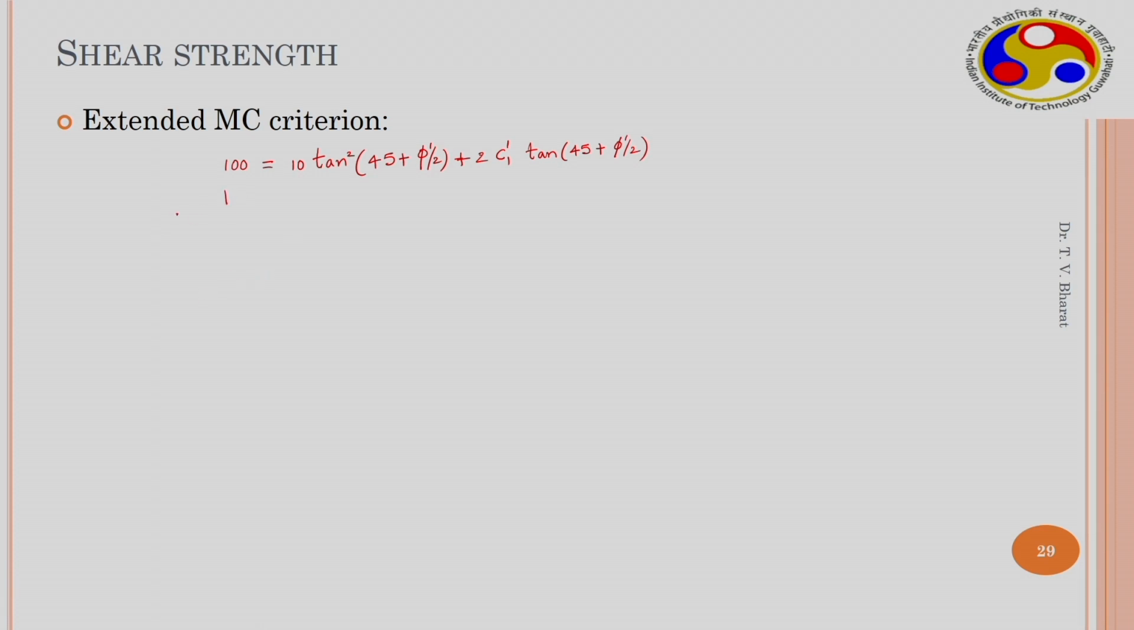Similarly, the fourth data here, this is 142, which is equal to 30 tan square (45 plus phi dash by 2) plus 2c1 dash. This is the same c1 dash because at the same suction value the tests are conducted, plus phi dash by 2. When this is solved, you get this expression.